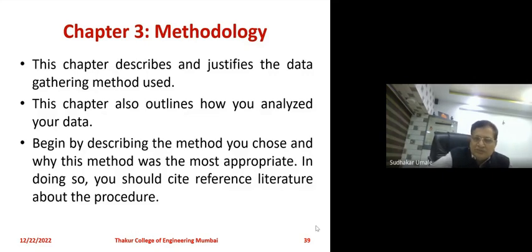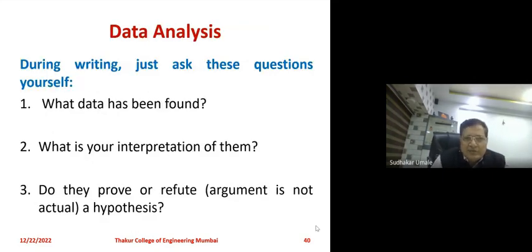And you come to the next important part, that is data analysis. During writing data analysis, we have to just answer three questions. What data has been found? So we have so many data. We must understand what the data importances are, and you have to separate the data. If you don't know the importance of this data, then you are not able to analyze it. Then the second question is, what is your interpretation of them?